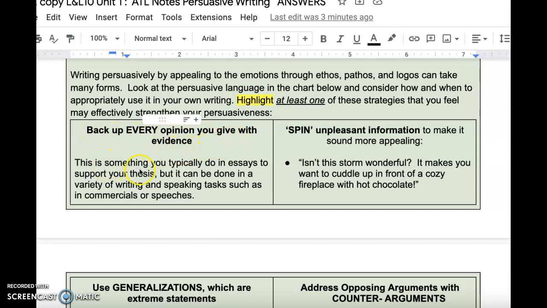The first one is back up every opinion you give with evidence. This is something you typically do in essays to support your thesis, but it can be done in a variety of writing and speaking tasks, such as in commercials or speeches. Another one is to spin unpleasant information to make it more appealing. Here's an example. Isn't this storm wonderful? It makes you want to cuddle up in front of a cozy fireplace with hot chocolate.